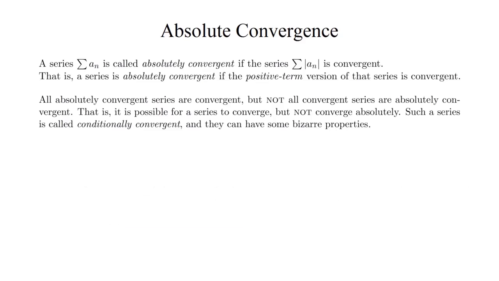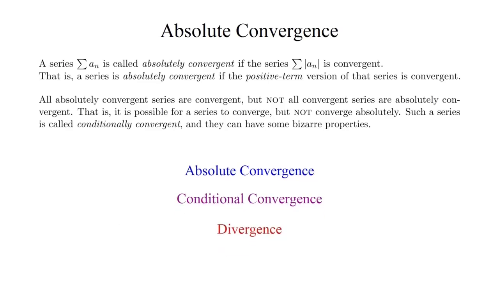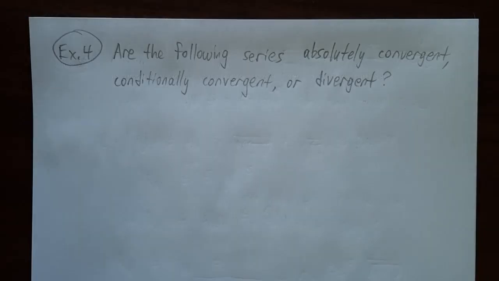So to summarize, we now have three ways in which to classify the convergent status of a series: absolute convergence, conditional convergence, and divergence. Okay, let's get some practice then categorizing various series as either absolutely convergent, conditionally convergent, or divergent.